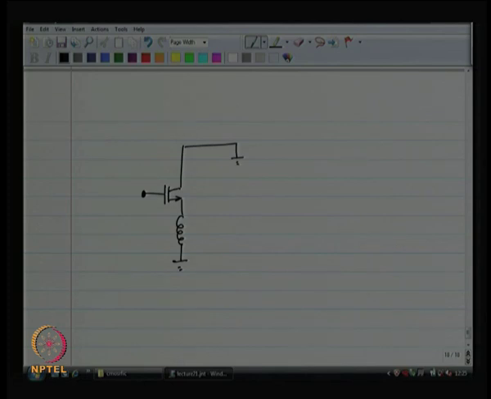So, what I am going to do as a first cut is I am going to try to find out the input impedance of this particular structure. All right. So, let us try to find out the input impedance of this. To work out the input impedance of this, what do you have to do? You have to apply a voltage source and you have to see what is the current going in. Okay. And you have to replace the MOSFET with its small signal model.